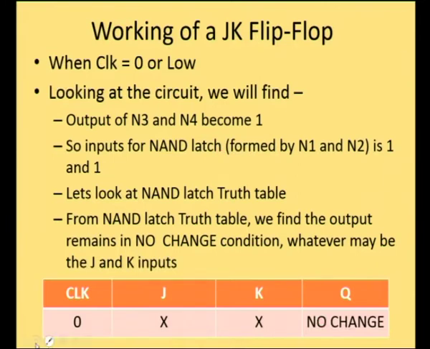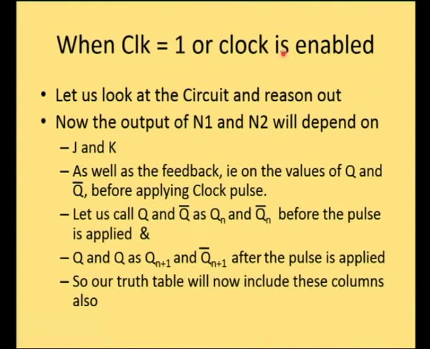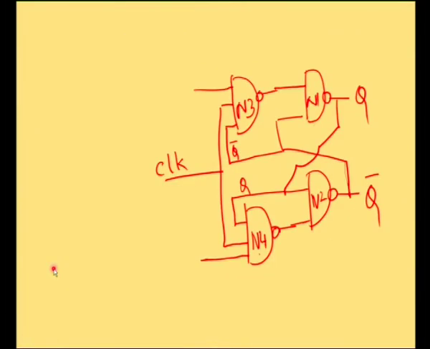Shall we move on to the next one? When the clock is 1, what is going to happen? Rather, I call this clock enabled. Let us look at the circuit once again and try to reason it out ourselves. My clock is going to be 1. So, what is going to happen to my outputs? We have different conditions. Let us see the inputs now. I am going to call them J and K. Depending on J and K, as well as on the conditions of Q bar and Q, our outputs are going to change.